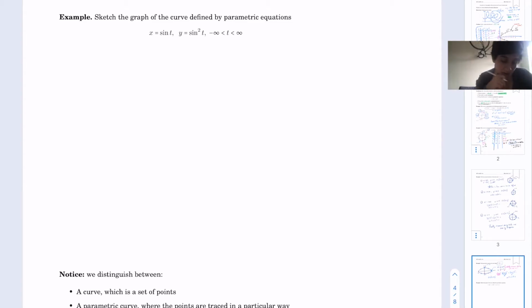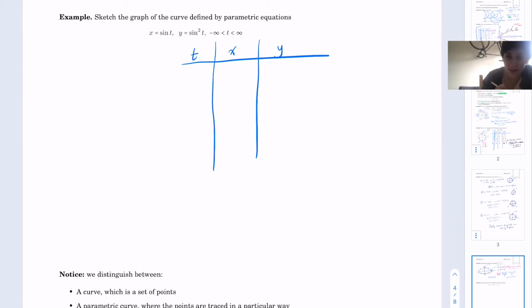Let's notice something. Well, we can start with t, and we can do x, and we can do y. Okay. And we're going from negative infinity up to infinity. Let's go from maybe negative 2 pi to 2 pi. Okay, so we'll do negative 2 pi, negative pi, negative pi over 2, 0, pi over 2, pi, 2 pi. This is just giving us an idea about how this thing works.